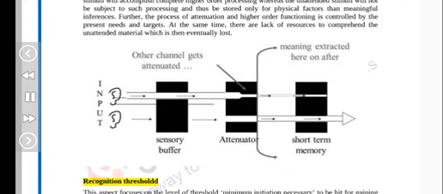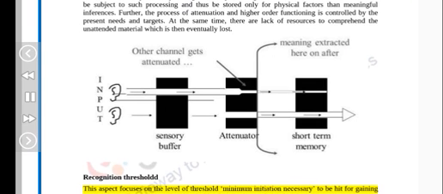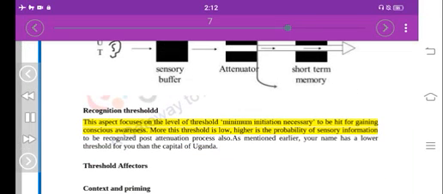Recognition threshold. This aspect focuses on the level of threshold, the minimum initiation necessary, to be hit for gaining conscious awareness. The lower this threshold is, the higher the probability of sensory information being recognized post-attenuation process also. As mentioned earlier, your name has a lower threshold for you than the capital of Uganda.